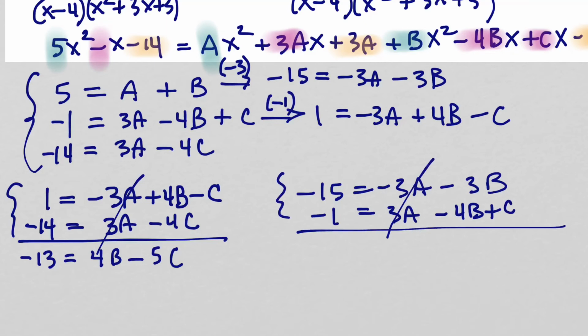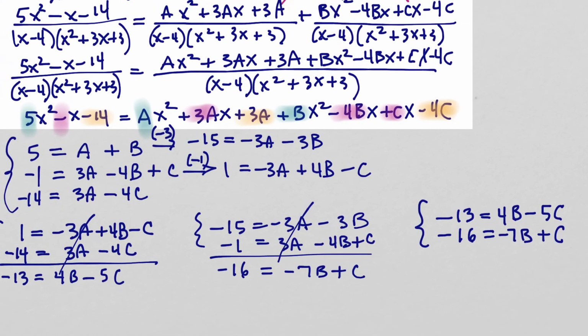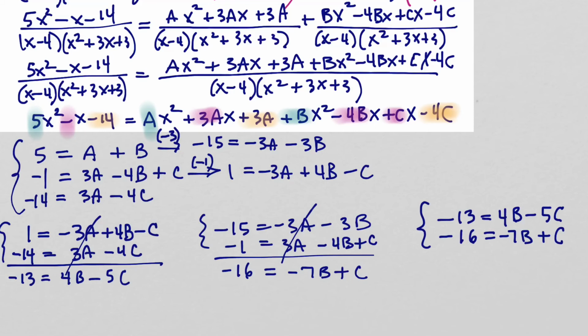The a's are going to eliminate again, so I've got -16 is equal to -7b plus c. So what I've achieved is two equations in terms of b and c now. So I should be able to solve those two equations simultaneously to find b and c. So what I did here was I took this equation here and this equation here, and I made this 2x2 system of equations, which I'm going to use to solve for b and c.